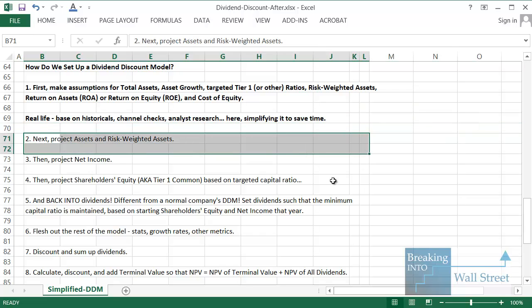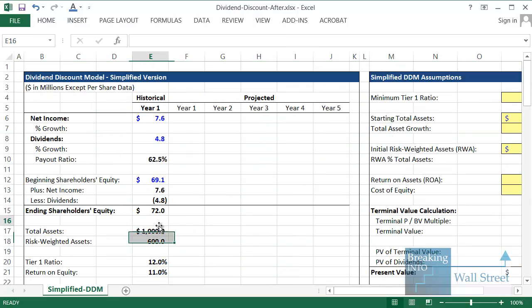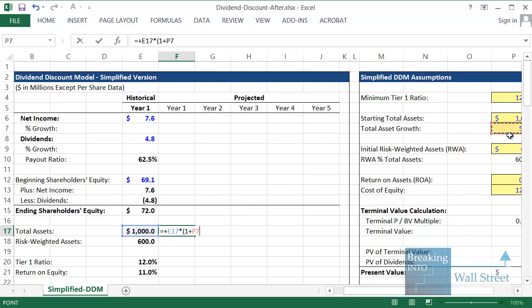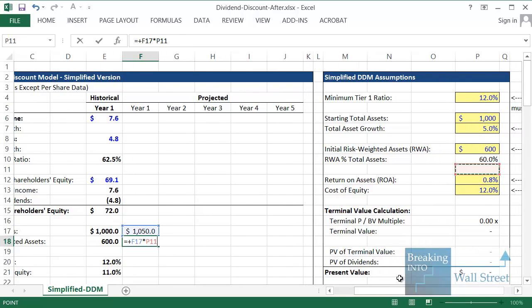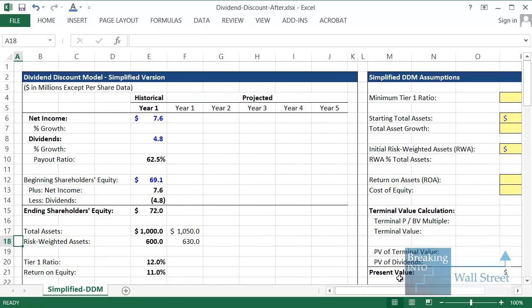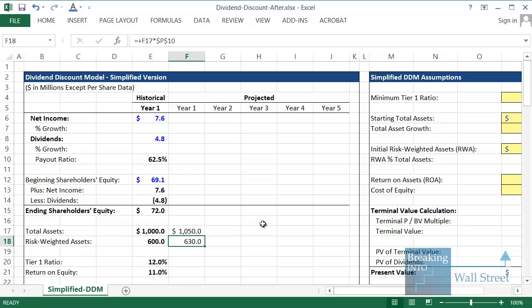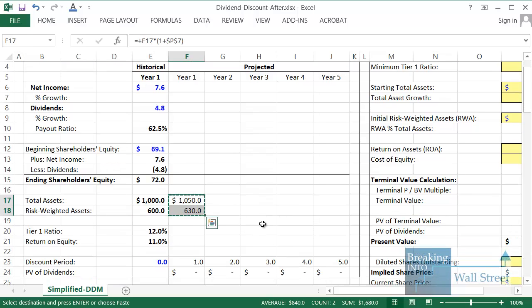So step 2, projecting the assets and risk-weighted assets. We have our starting assets over here. What I'm going to do is take our starting number and then multiply by 1 plus the asset growth rate over here on the right-hand side of 5%. So we have that. And then risk-weighted assets, remember, these are a percentage of total assets. So we're going to take our total assets and then multiply by the risk-weighted assets as a percent of the total. We have that. And do we need anything else? Not really. Those are the main numbers we have to fill in for now.